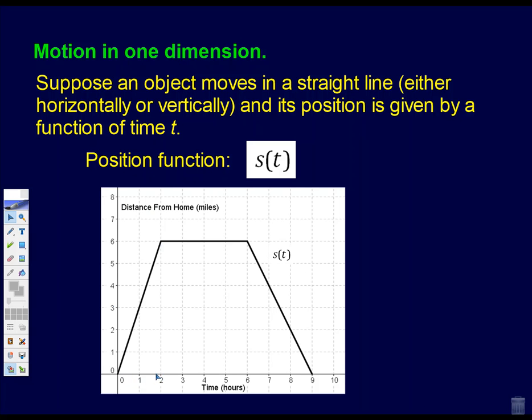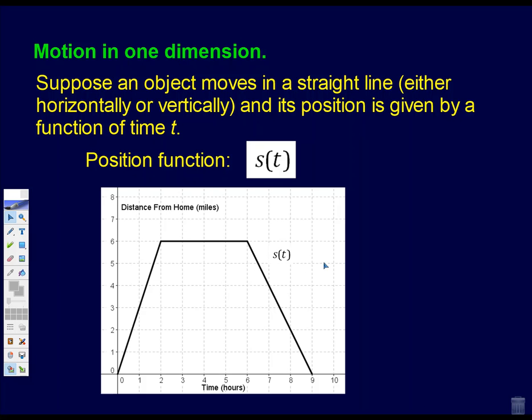How long did they stay at their friend's house? Looked like from 2 to 6 hours, so that's a distance of 4 hours. How many hours did it take them to walk home? Looks like 3. I could ask you some other questions about how fast they were walking. Were they going faster or slower on the way there or on the way back?